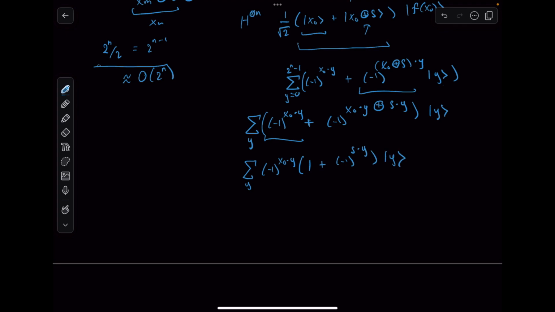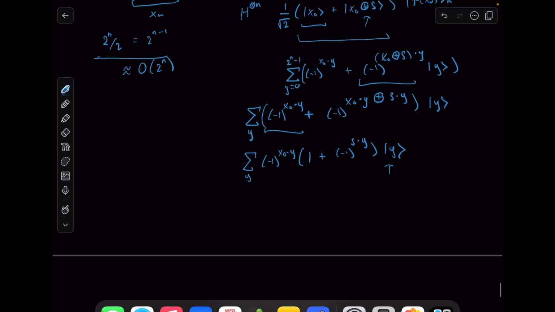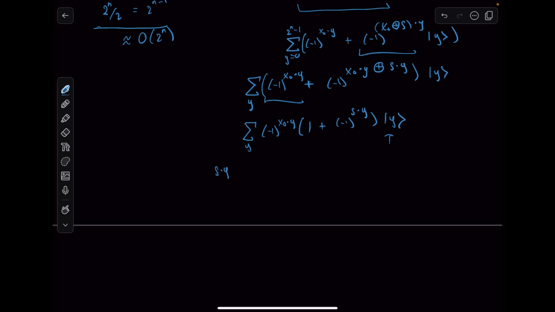So let's think a little bit now. What happens if we make a measurement here? What are the possible cases? So if s · y is equal to 1, then this thing here is going to become -1, and this amplitude is actually just going to vanish. We're going to have 1 minus 1 in front of that particular y value, and this is going to be 0 amplitude for that particular y. So we actually will never measure any y that's going to have an inner product with s equal to 1.